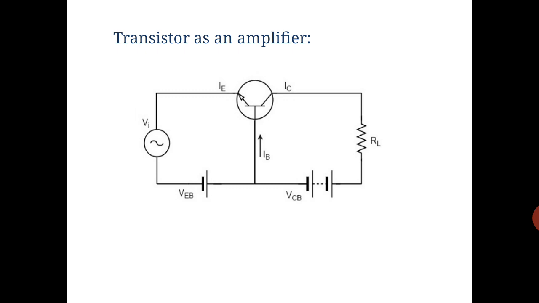Now see the application of transistor as an amplifier. So this is the simple circuit diagram for an amplifier. Now you need to guess which type of transistor it is, NPN or PNP. VI is the input voltage, VEB is the voltage across emitter and base, VCB is the voltage across base and collector, and a load resistance is connected to the collector to find the output.